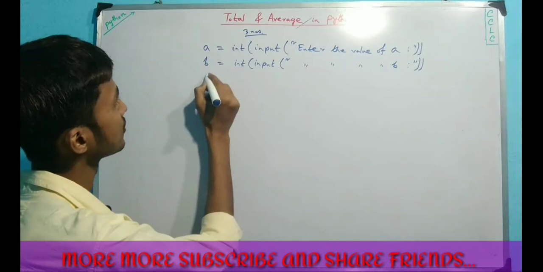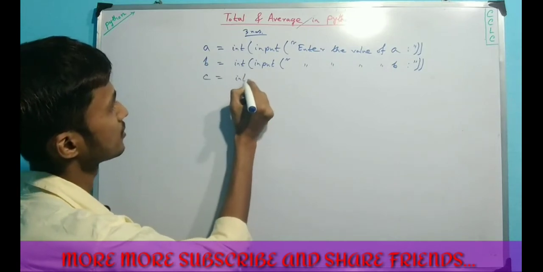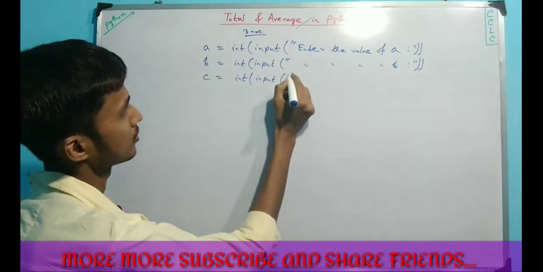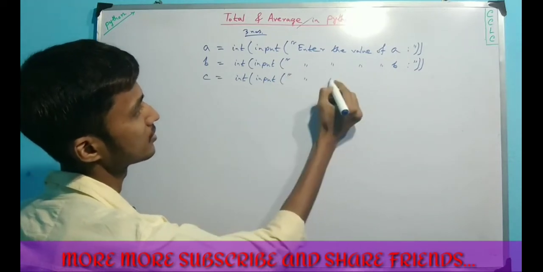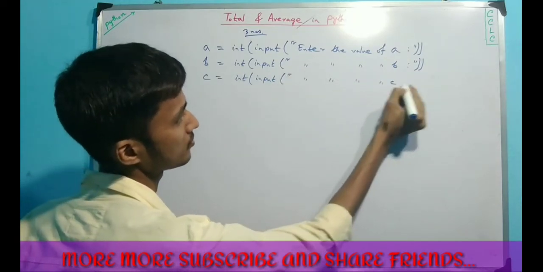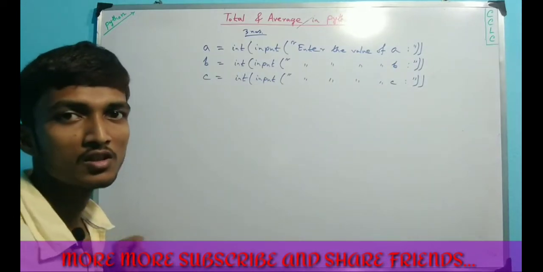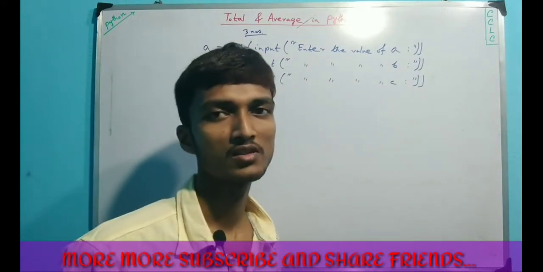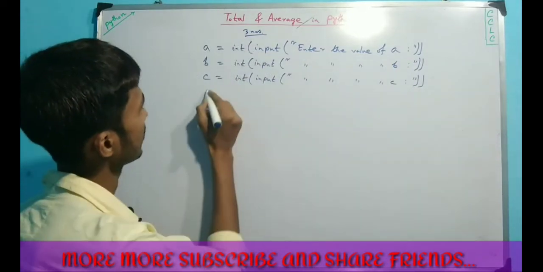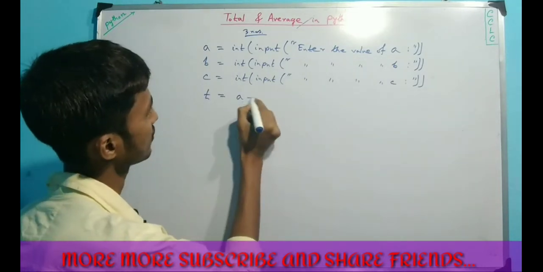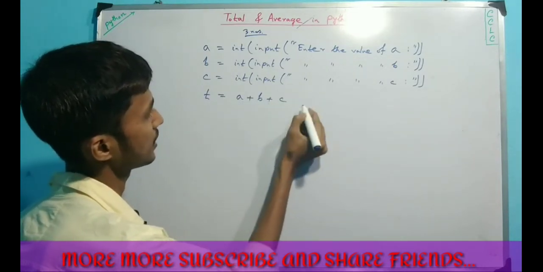Next c equal integer type input, enter the value of c. Next total, find total. So t equal a plus b plus c.